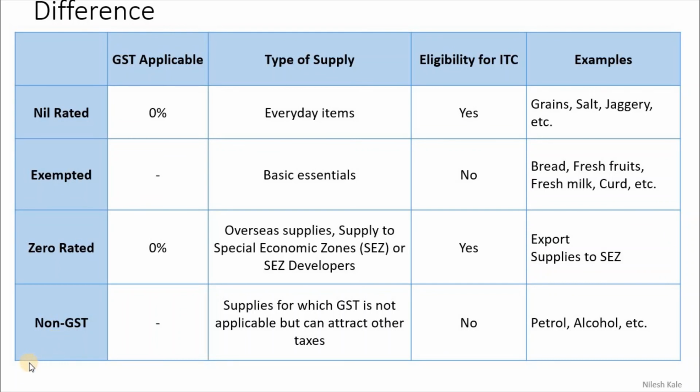Hope this table is very clear, and I really hope that you understand the difference between nil rated, exempted, zero rated and non-GST supplies.